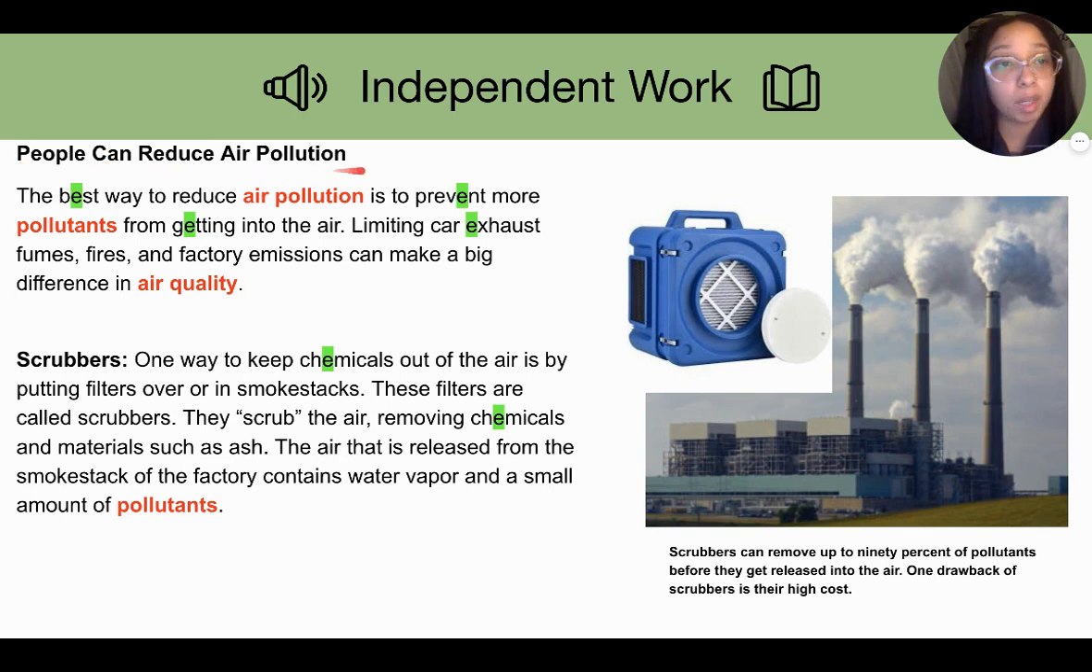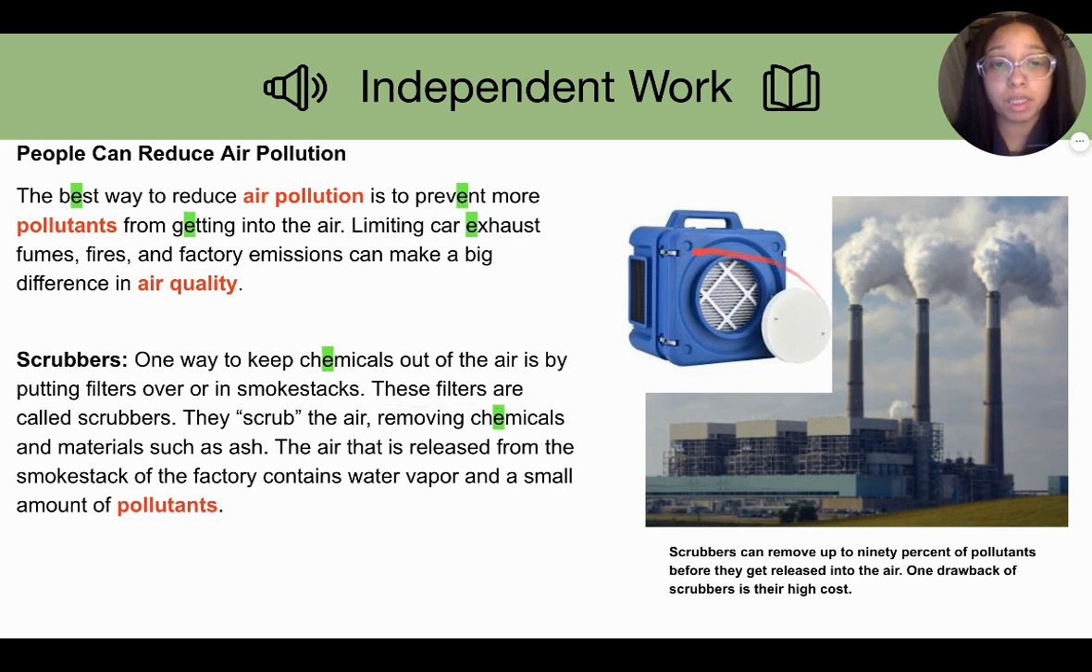People can reduce air pollution. The best way to reduce air pollution is to prevent more pollutants from getting into the air. Limiting car exhaust, fumes, fires, and factory emissions can make a big difference in air quality.